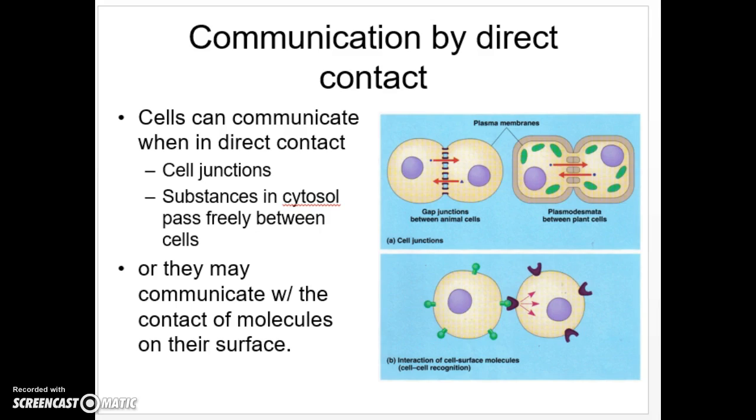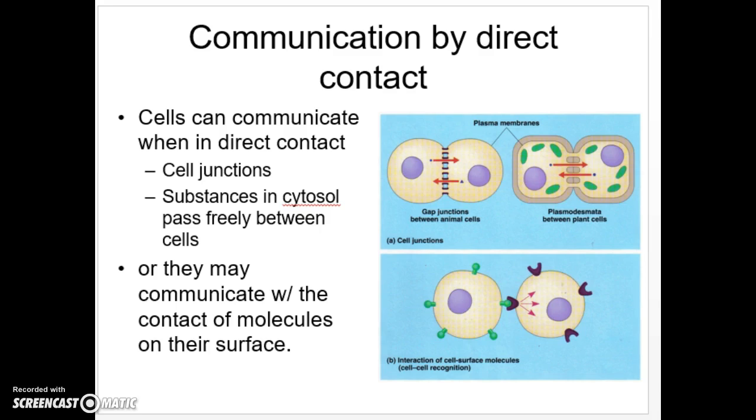Another type of communication that seems like it's a local type of communication is really direct contact. Cells can communicate when they are in direct contact, and they do that through cell junctions, so that substances in their cytosol can pass freely between the cells. It's almost as if there is an open door between the 2 cells, because the cells are actually touching each other. They can also communicate with the contact of molecules on their surfaces.